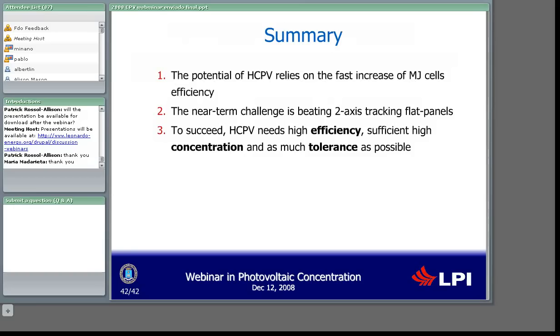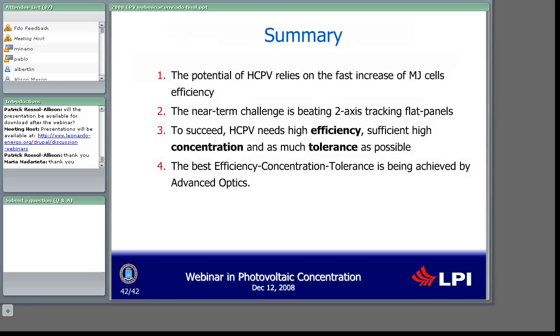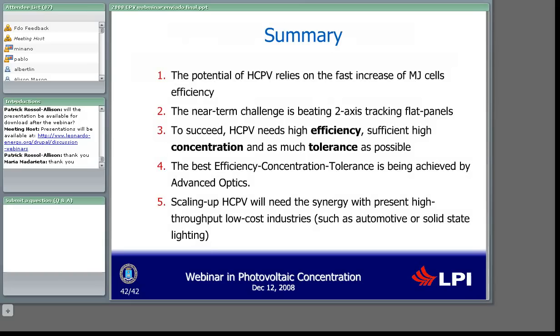Such a combination can be best solved by advanced optics. And since this HCPV industry is still in its very first steps, we think it would be important to look for the synergy of this HCPV technology with the present high-throughput, low-cost industries, such as automotive or solid state lighting.